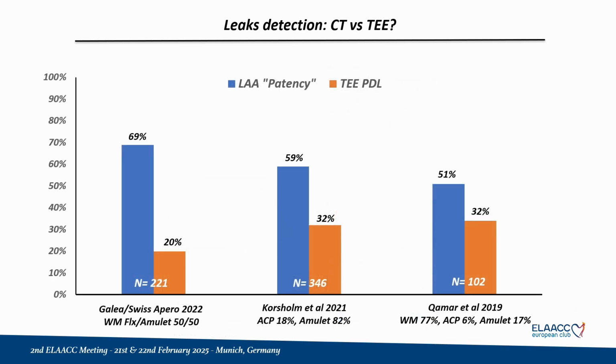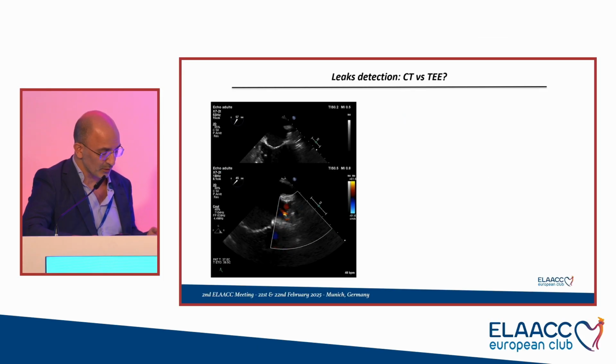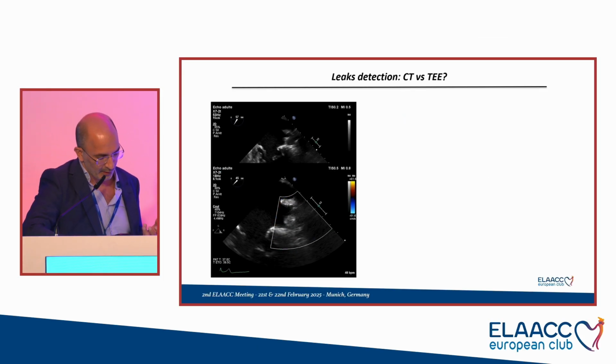And you take the same patient and you have sometimes 2 times, 3 times more leaks within the same patient if you use CT as compared to TE. So that's a big problem. So can you actually use CT for patency? Let me just show one example here.